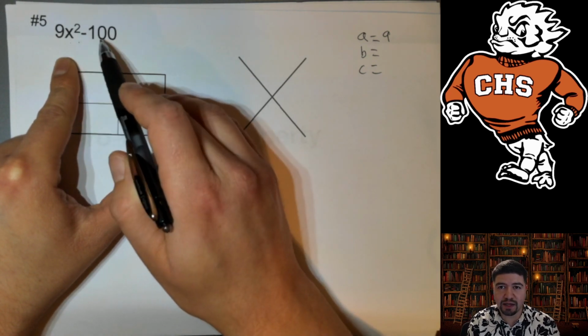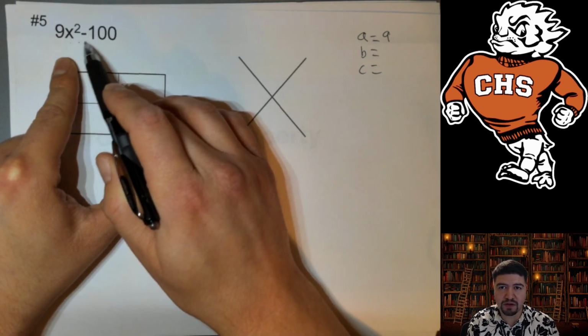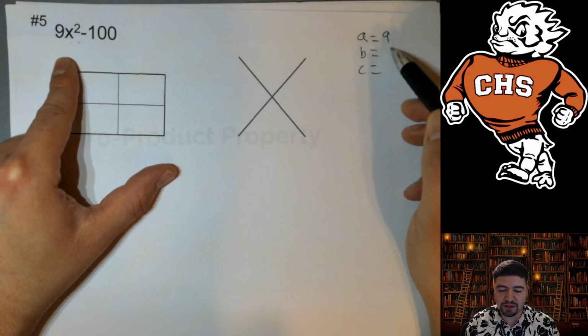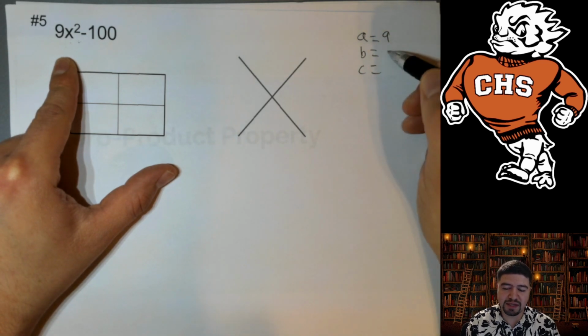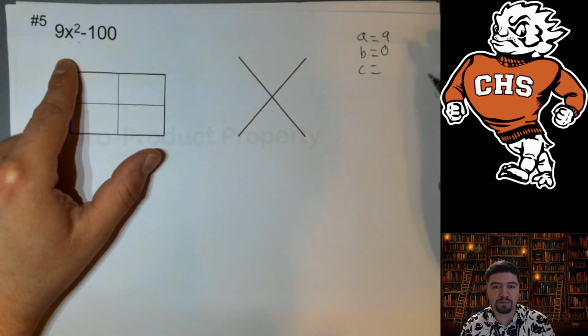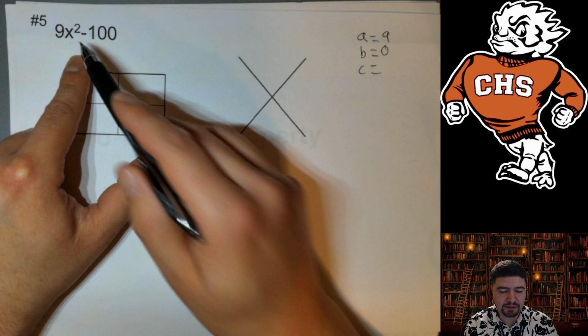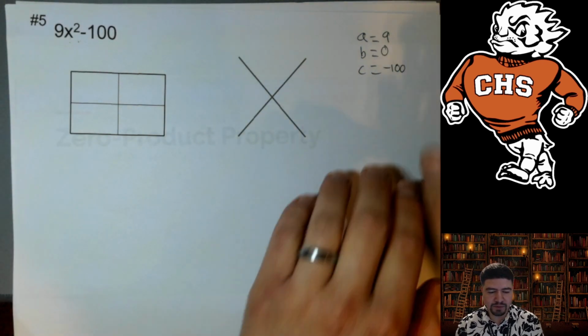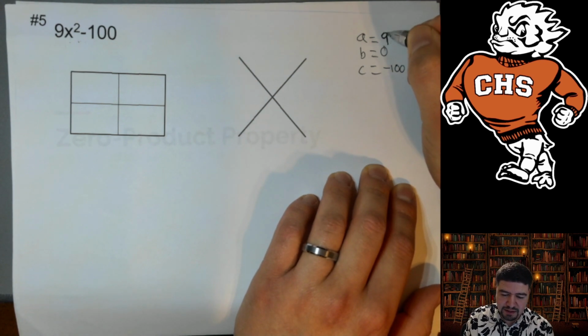There's an x squared, and then there's nothing, but there's no x. That x usually is what the number b would be next to. So we don't have one. That's 0. C is negative 100. Okay, let me fix this a little bit. My a looks like a 9.